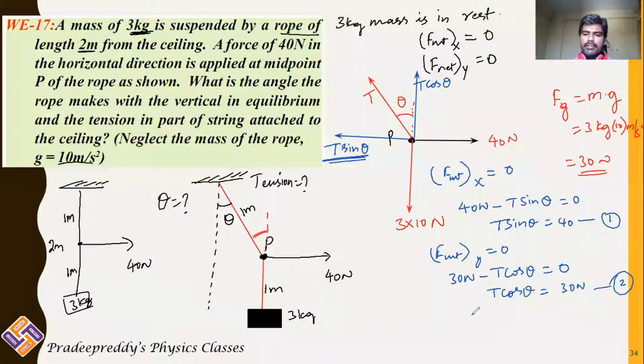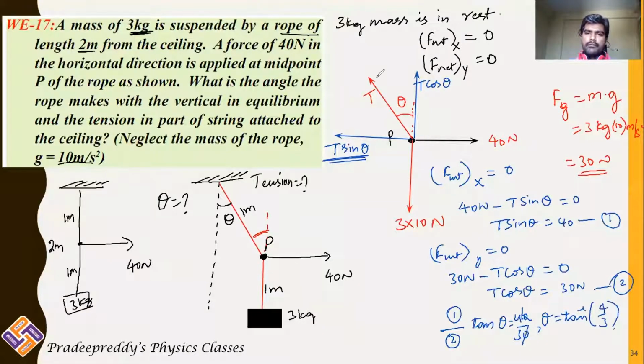You can divide 1 with 2. 1 divided by 2, T and T get cancelled. Sin theta by cos theta becomes tan theta. Tan theta is equal to 40 divided by 30. 0, 0 gets cancelled. That is 4 by 3. Theta is equal to tan inverse of 4 divided by 3.